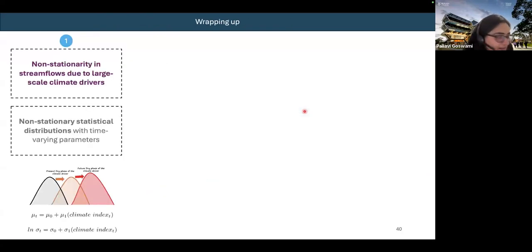I think I might have gone a bit overboard with time, but just this last slide to conclude. What I was trying to do with this presentation was, first, to demonstrate how non-stationary statistical models can be used to link drought flows with large-scale climate drivers, and then use those models to understand how the relationships are changing with time.